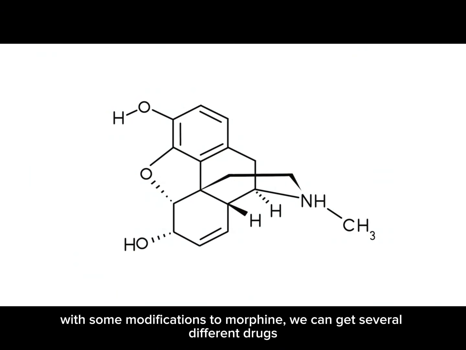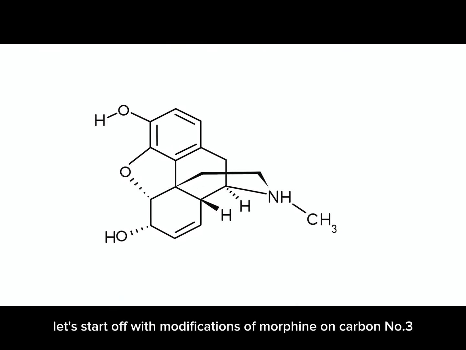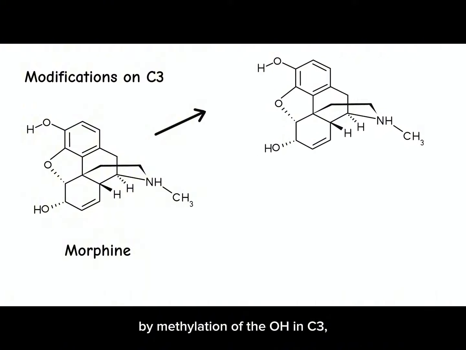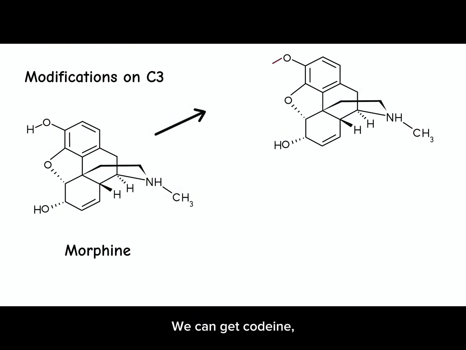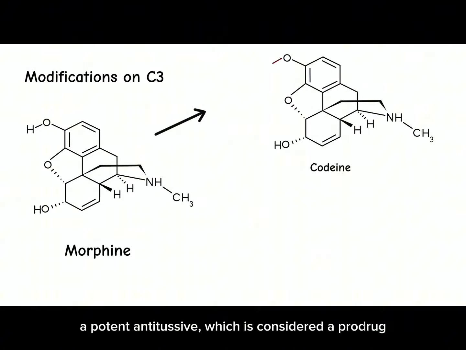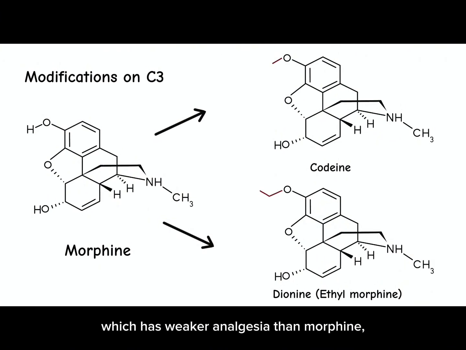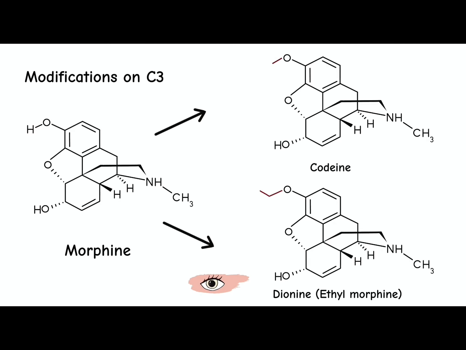With some modifications to morphine, we can get several different drugs. Let's start off with modifications of morphine on carbon number 3. By methylation of the OH in C3, we can get codeine, a potent antitussive which is considered a prodrug. By ethylation of the OH in C3, we can get dionine, or ethyl morphine, which has weaker analgesia than morphine, but can be used in vascular diseases of the eye.